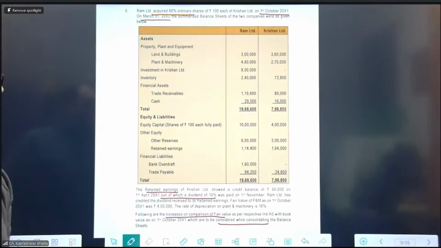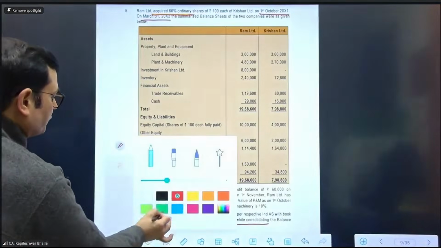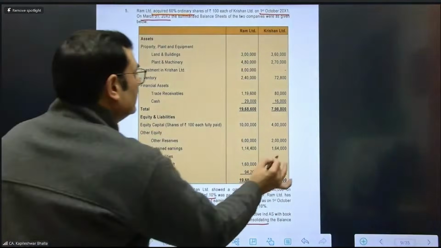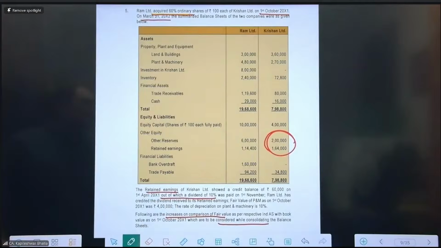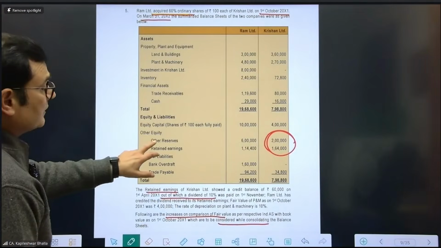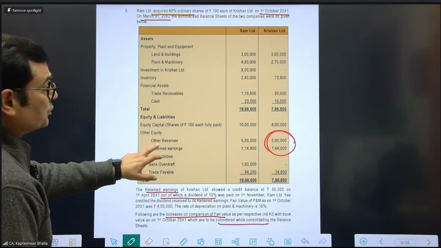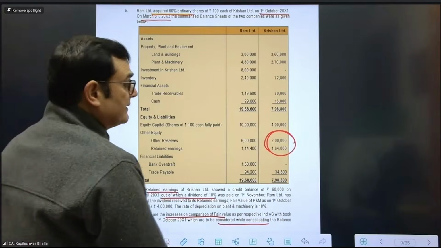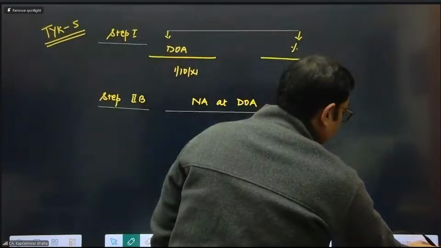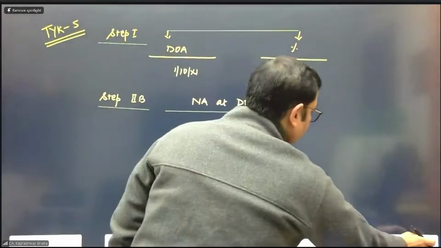Now, if you look at the balance sheet of the subsidiary, we can clearly see that these are the reserves as well as the retained earnings. As far as the reserves are concerned, it was very clearly given in the additional information. The balance on 31st March and 1st April is exactly the same. So let's take the reserve, that is 2 lakh.